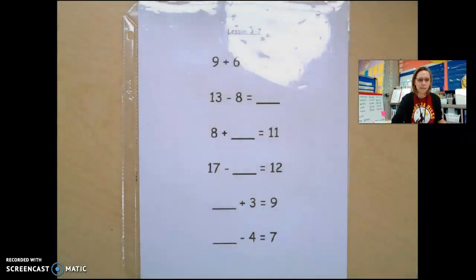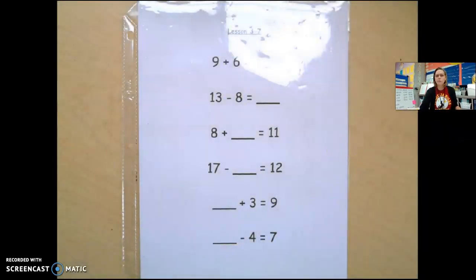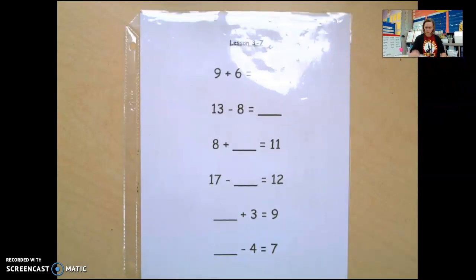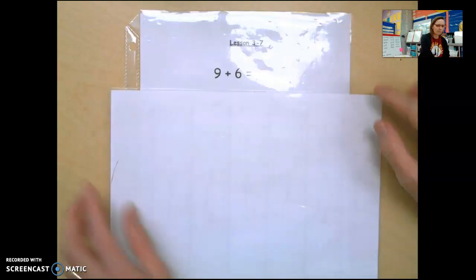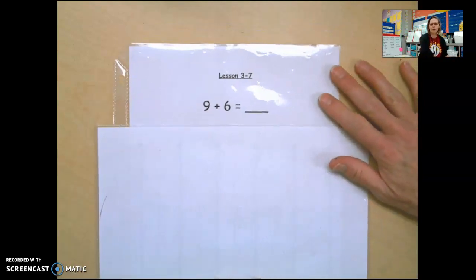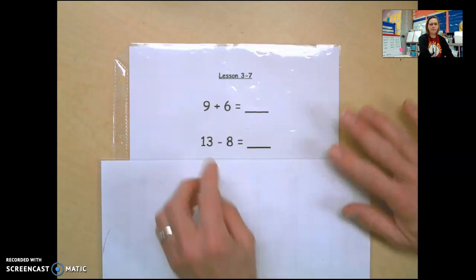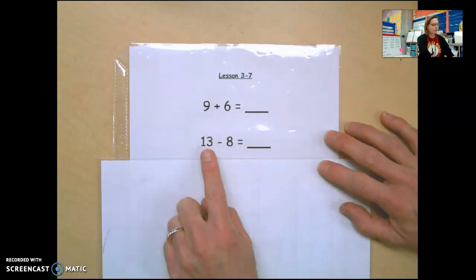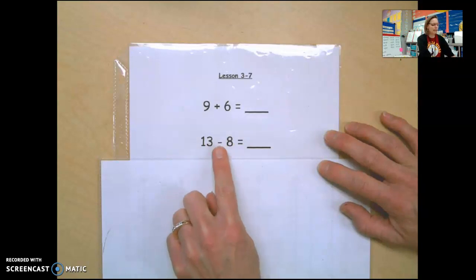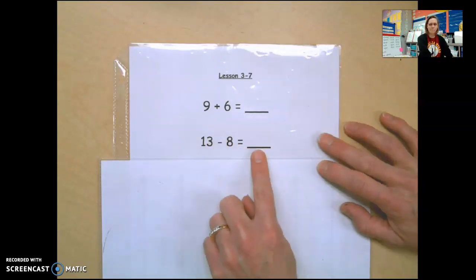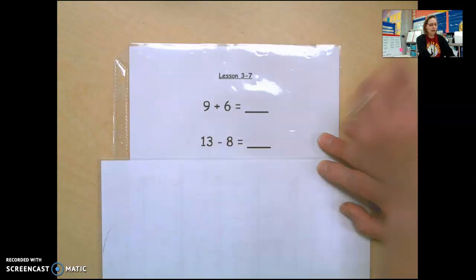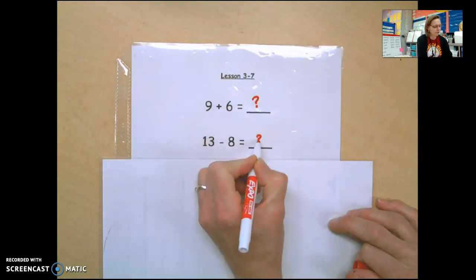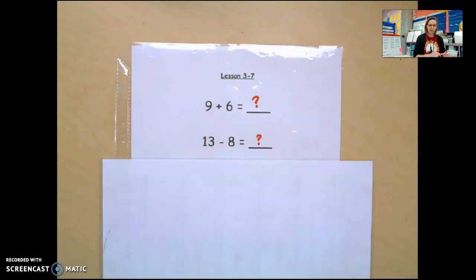So I'm going to push myself off to the side here. All right, so I would like you to look at these number models. Now you'll notice I'm going to cover these up with a piece of paper here and go one at a time. And actually I'm going to look at the first two. I know there's a glare there. So we've got 9 plus 6 equals, we've got 13 minus, or take away, 8 equals. Now, do you notice that our mystery number is at the end on both of those, right? All right, so that's important to see.